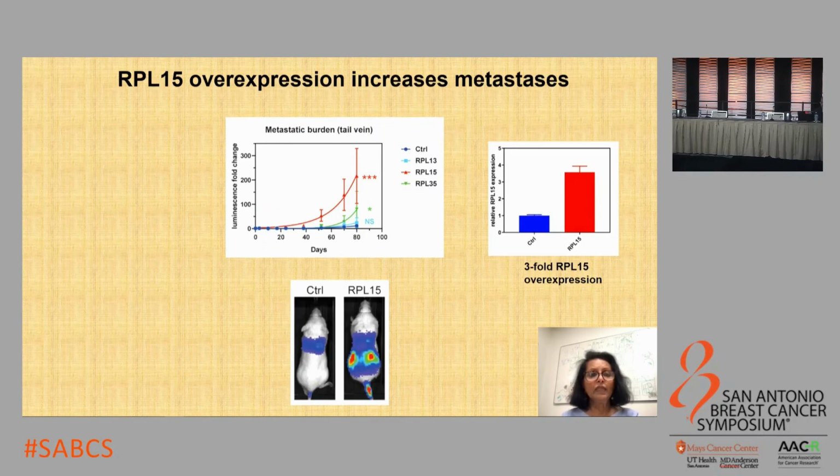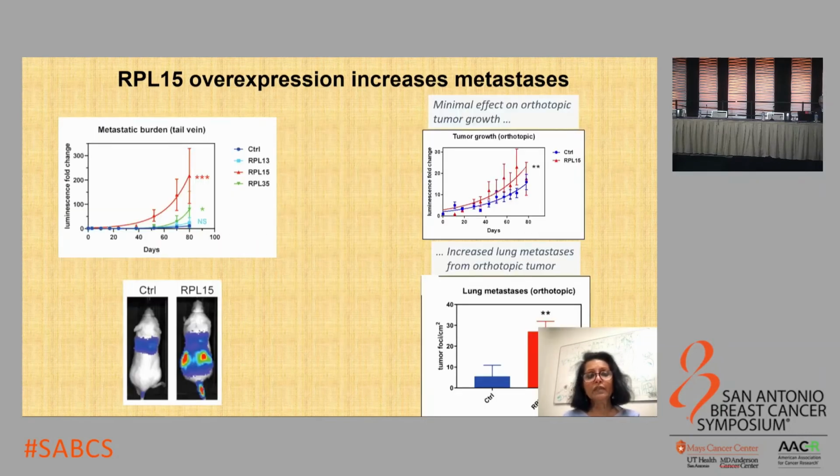To understand their consequence in metastasis, Richard overexpressed these proteins in CTCs and injected them into the tail vein of mice. So compared to the control cells, tumor cells or the CTCs overexpressing RPL15 and 35 basically formed more metastasis compared to the control cells, whereas the RPL13 had no effect.